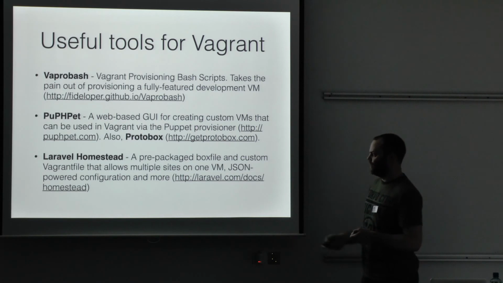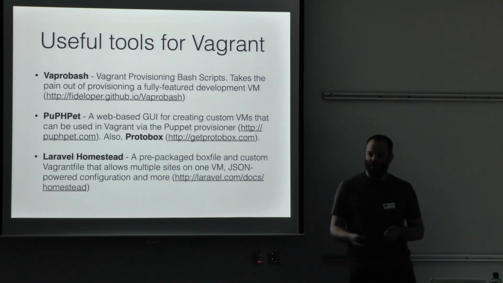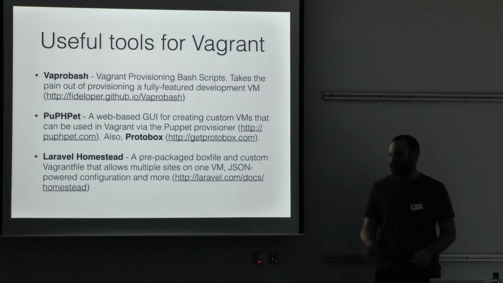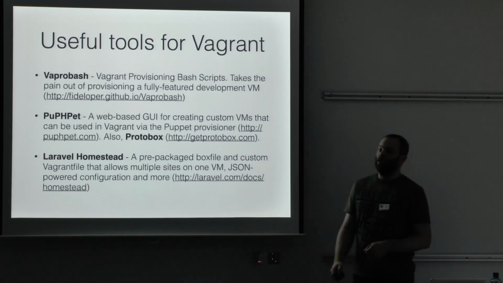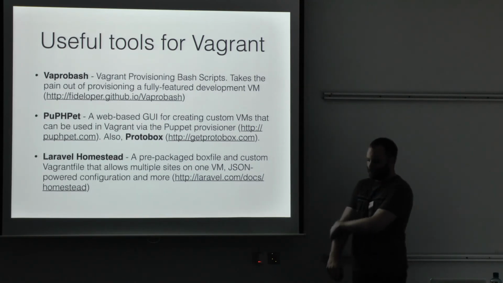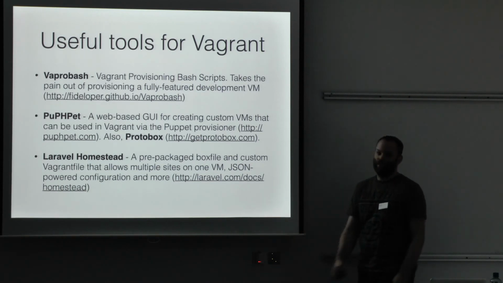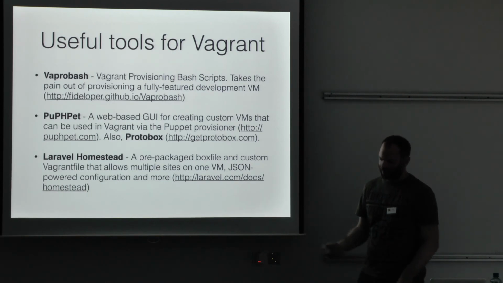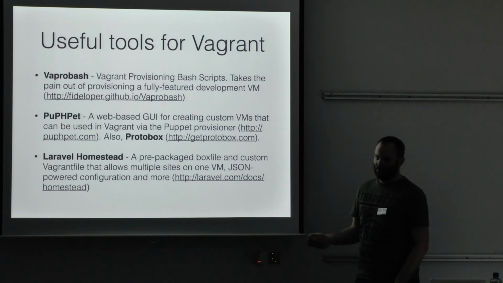Laravel Homestead is a pre-packaged box file and a custom Vagrant file that allows multiple sites on one VM. Remember before I was saying about how a Vagrant file can have any sort of Ruby code? Homestead takes advantage of that and allows things that you wouldn't normally expect, like configuration of certain aspects of your VM using JSON files, again, in your project root. Things like the sites that might be available in the project, forwarded ports can even be controlled via JSON, other things.